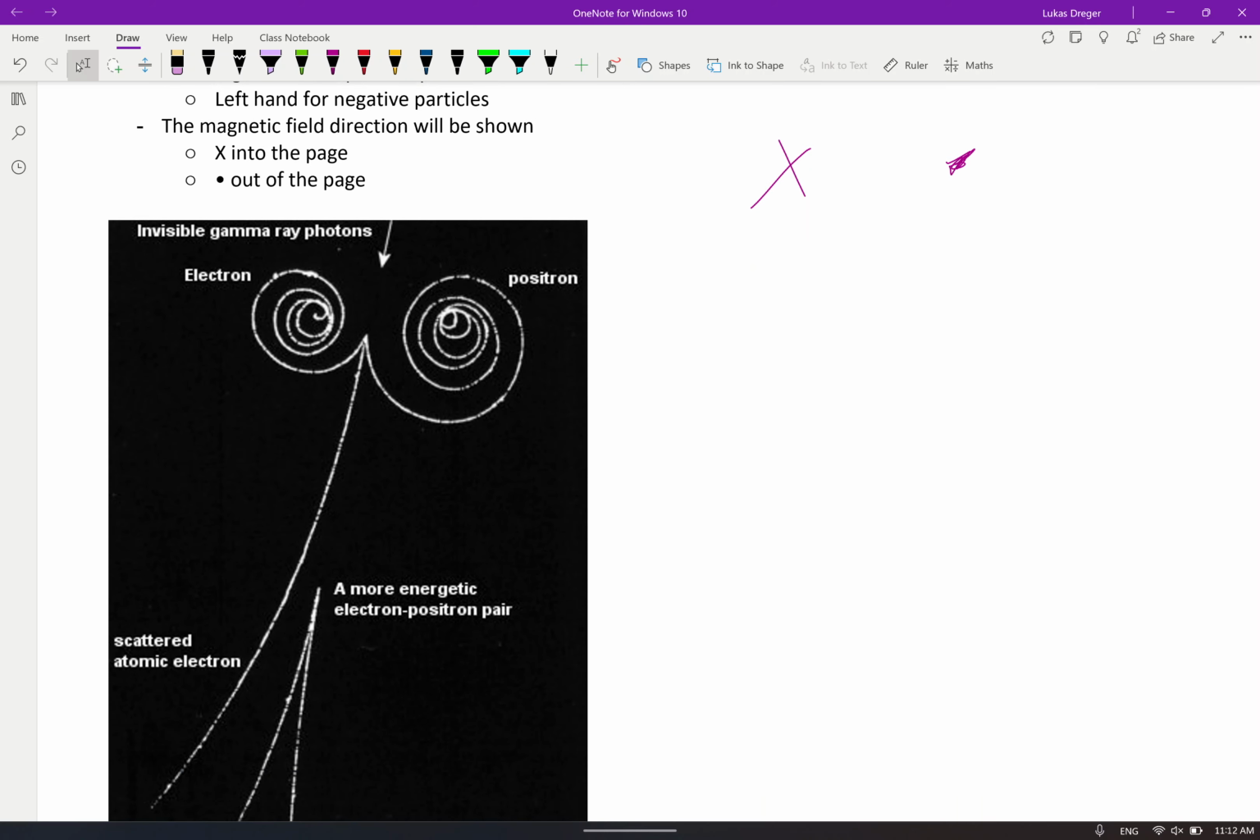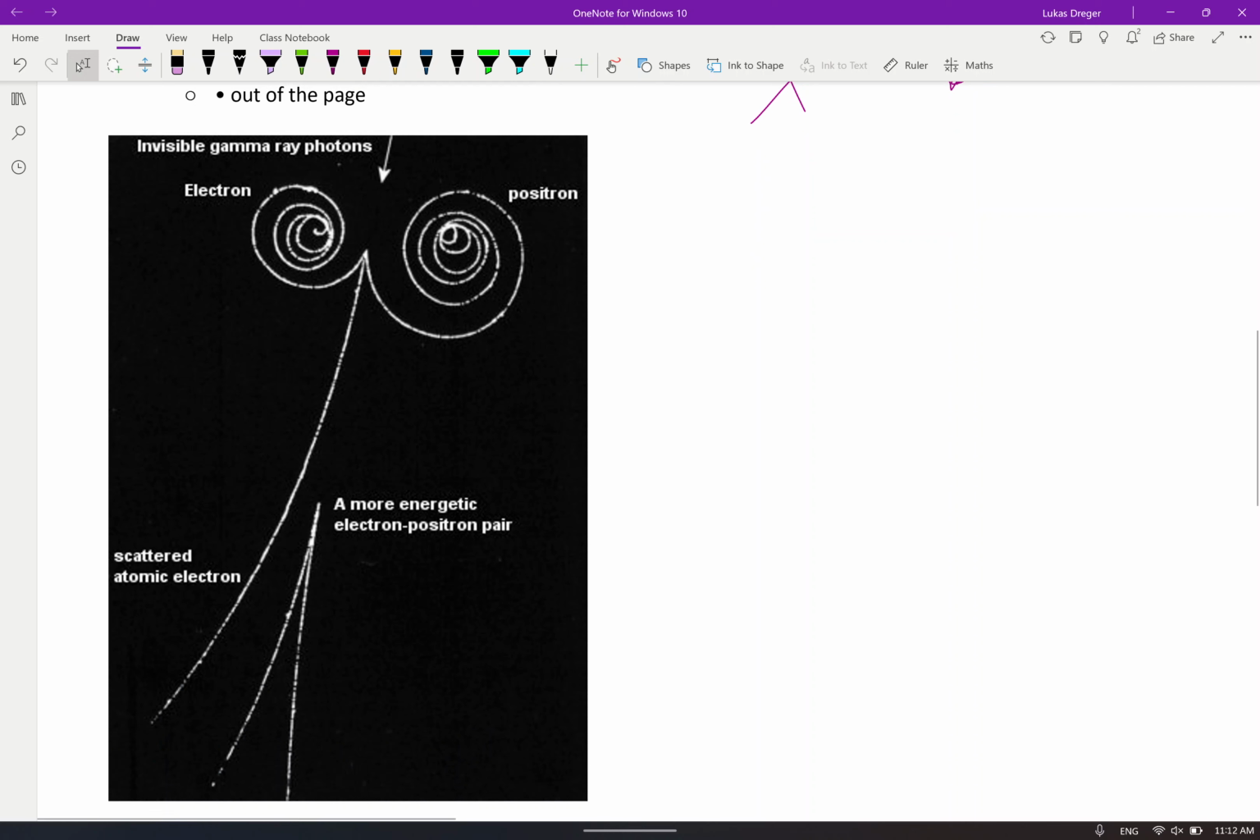So what we need to do here is look at this diagram, and given all the labels that we have, try to see if you can figure out the direction of the magnetic field.